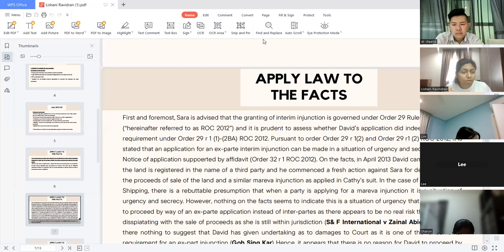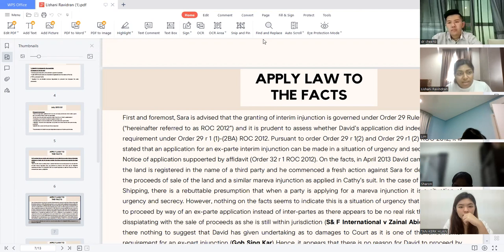F, any similar application made to another judge and the order made on the application. So same like our case. Did you tell in your affidavit that there was a similar Mareva injunction that you have applied in Cathy's suit? In our case, no. You never mentioned about. So that is the point they want you to do. So let's say we just put in one case, whatever case, you just put in one case. But you didn't highlight this point.